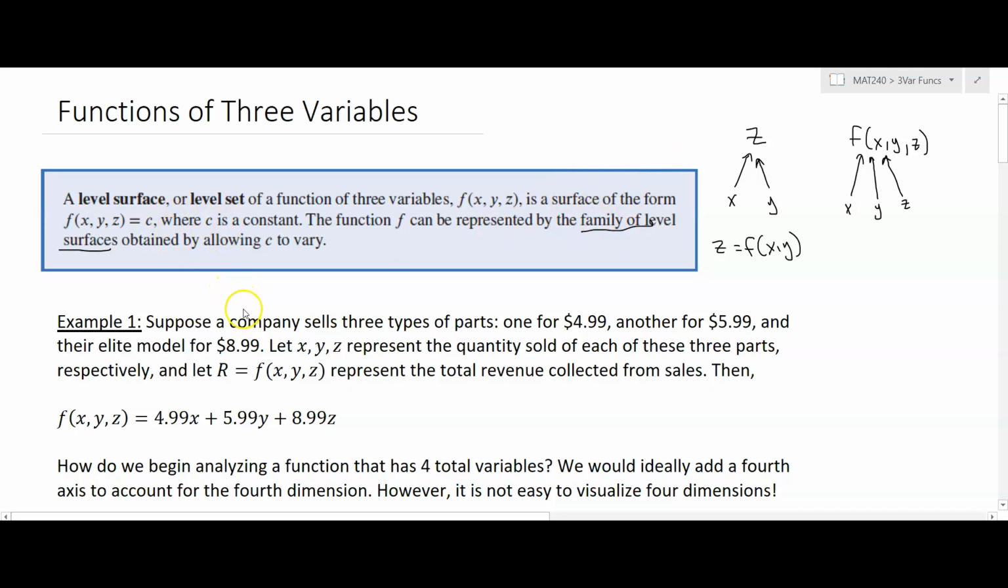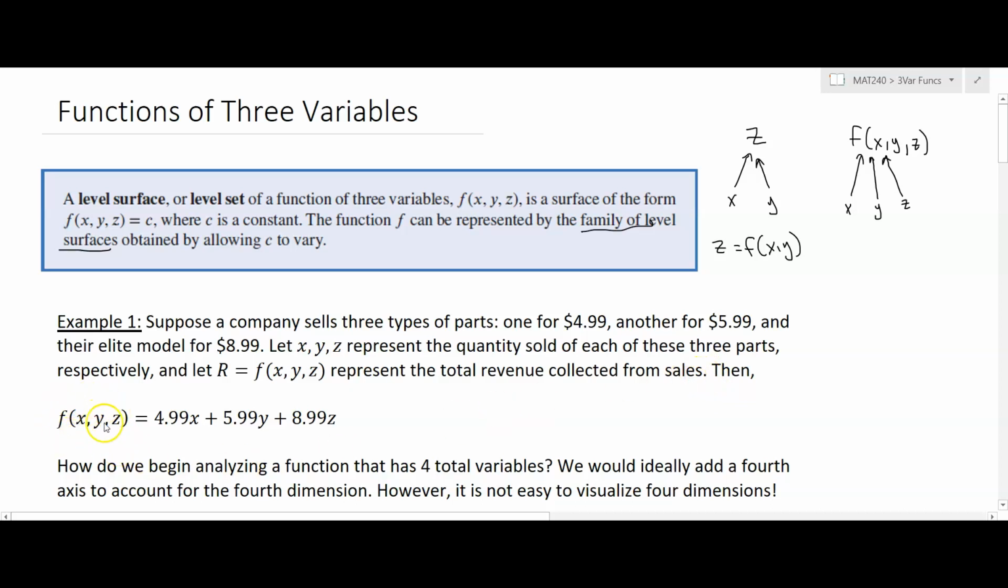Let's take a look at a practical example. Suppose a company sells three types of parts, one for $4.99, another for $5.99, and their elite model for $8.99. Let x, y, and z represent the quantity sold of each of these three parts respectively, so x represents the number of $4.99 parts sold, y the $5.99 parts sold, and z the number of $8.99 parts sold. And let r be a function of x, y, and z, representing the total revenue collected from sales. That just means how much they are going to bring into the business at the end of the day.